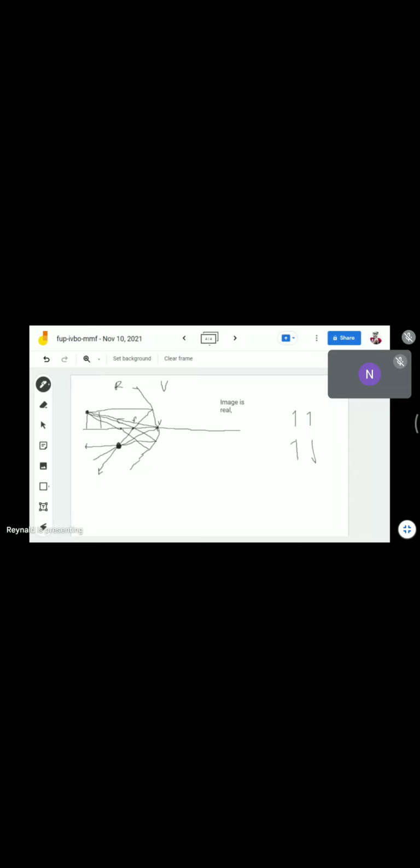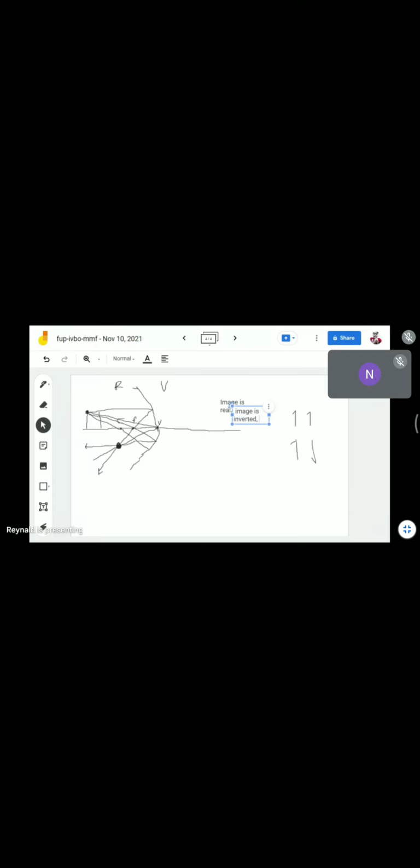Okay? Tandaan nyo yan. Pag nasa ilalim, the image is inverted, at pag nasa ibabaw, the image is upright. Okay? Now, so the image is inverted. How about the size?